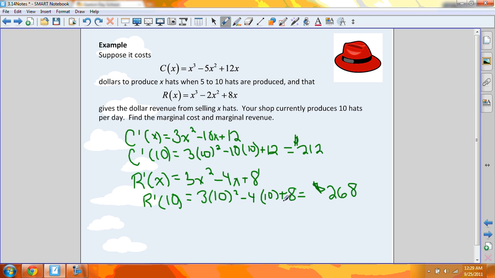Right? So this is a good thing, right? When I am producing 10 hats, then by selling that 11th hat, I am going to make $268 extra. So therefore, if my marginal revenue is greater than my marginal cost, then I should totally make that additional hat so that I can make the difference of those two in my profit, which is revenue minus cost.